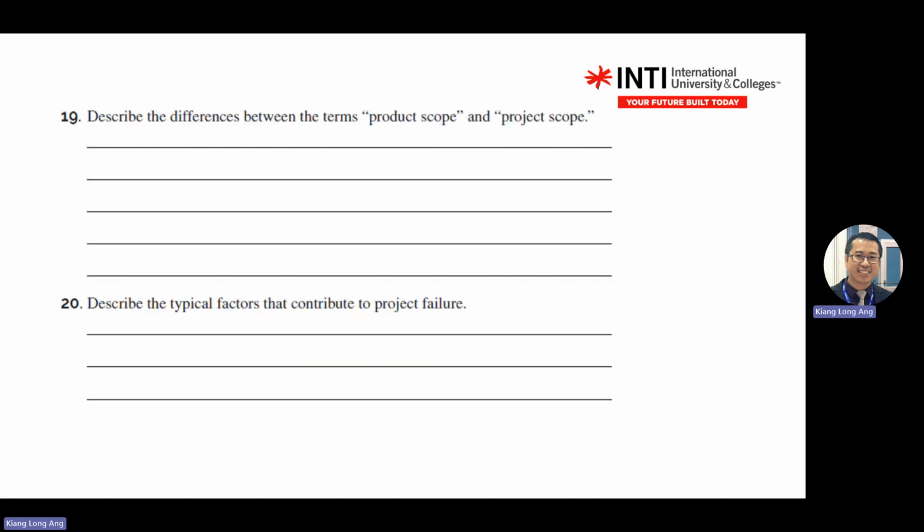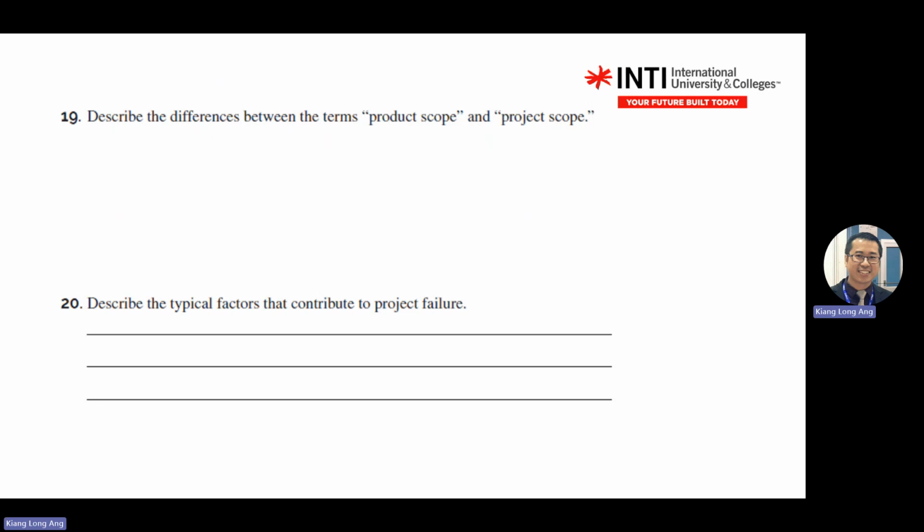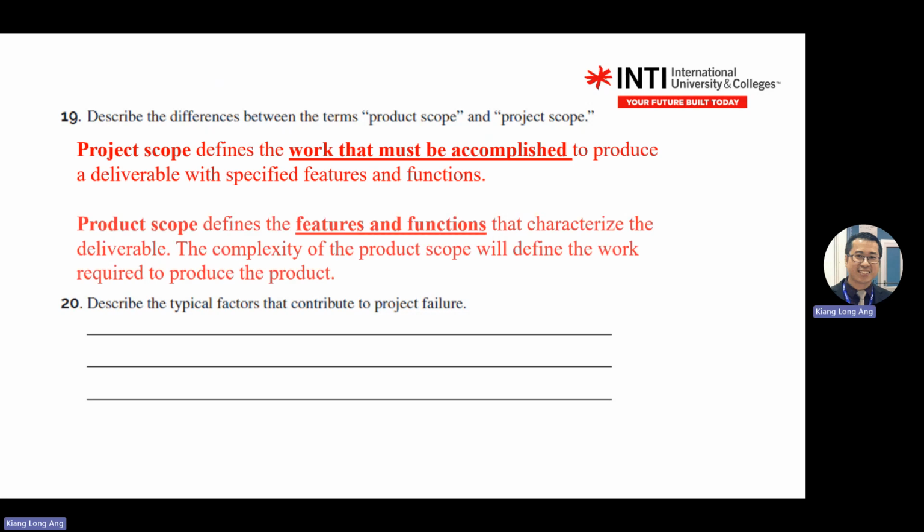How many questions do we have for this one? 20 something. Okay, we're going to end. Describe the difference between product scope and project scope. Project scope is work. Product scope is features and function. Project is the work that you need to deliver.